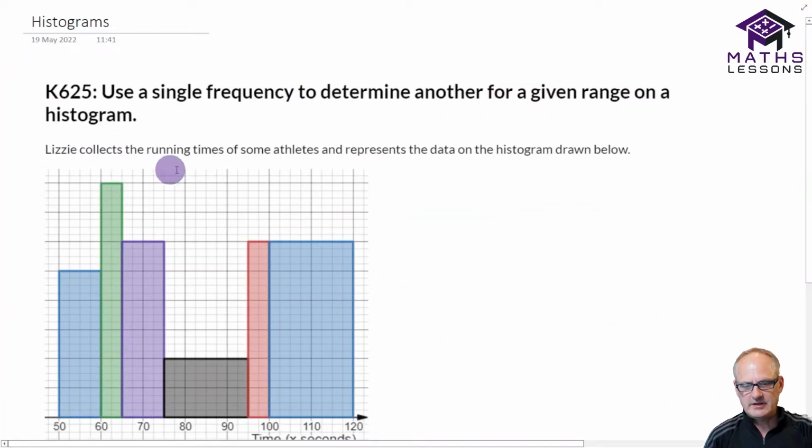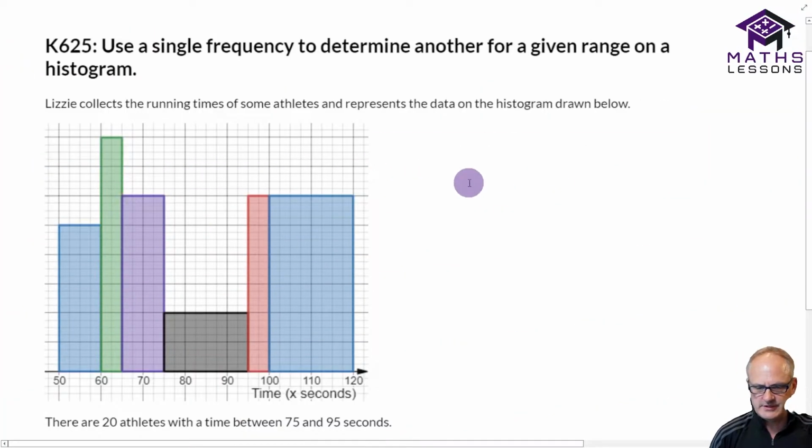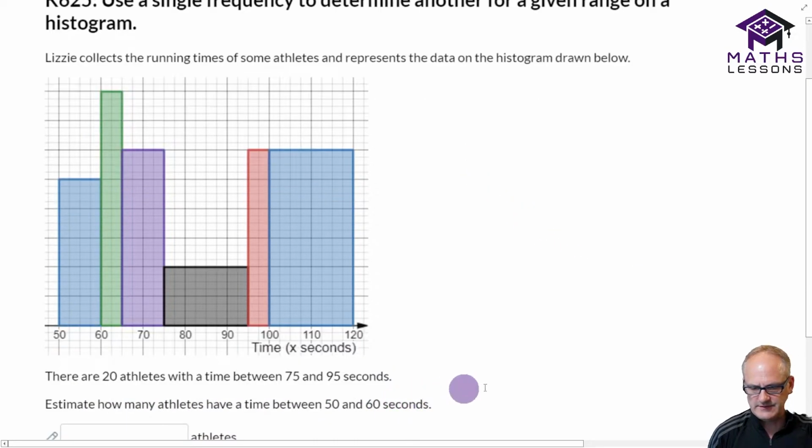Right, Lizzie collects the running times of athletes and represents them on the histogram below. There are 20 athletes at a time between 75 and 90 seconds. Estimate how many athletes have a time between 50 and 60. So between 75 and 95, we have 20 athletes. So we call this 20 wide, okay? Then the height of this bar must be 1 to get me an area of 20.